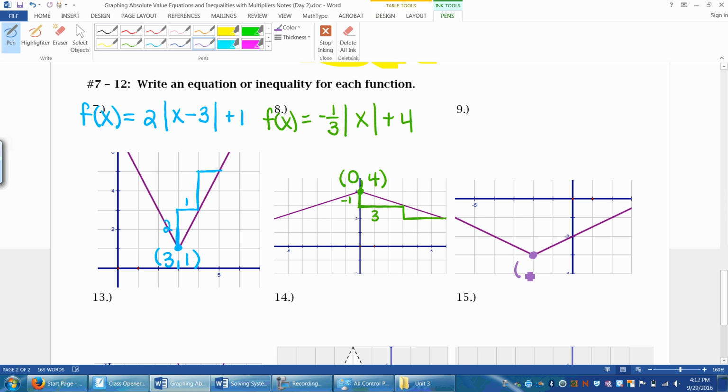Number 9, vertex is at -2, -3. To move it to the left 2, I'm going to put x plus 2. Down 3 is -3. I need an f of x equals. I'm going to go up 1 space, right 2 spaces, check it again, up 1, right 2.